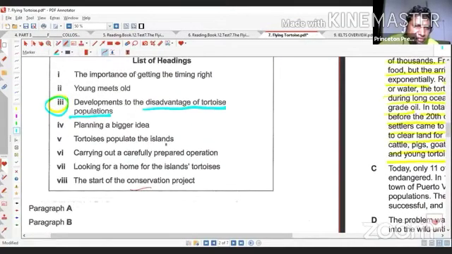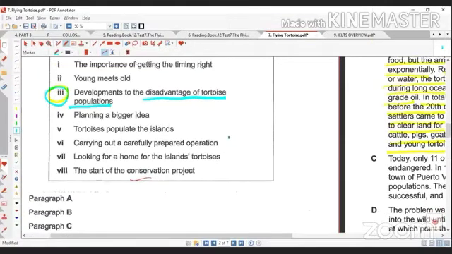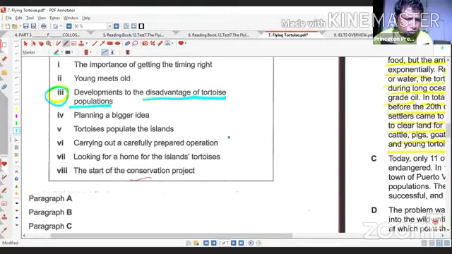Heading. Which one? Which will we go for? We read that they're trying to increase the number. Which one? Anybody? C. We are talking about paragraph C. C matches with which one? Anybody? It will be heading number 7. Number 7, probably. Looking for a home for the island's tortoise.